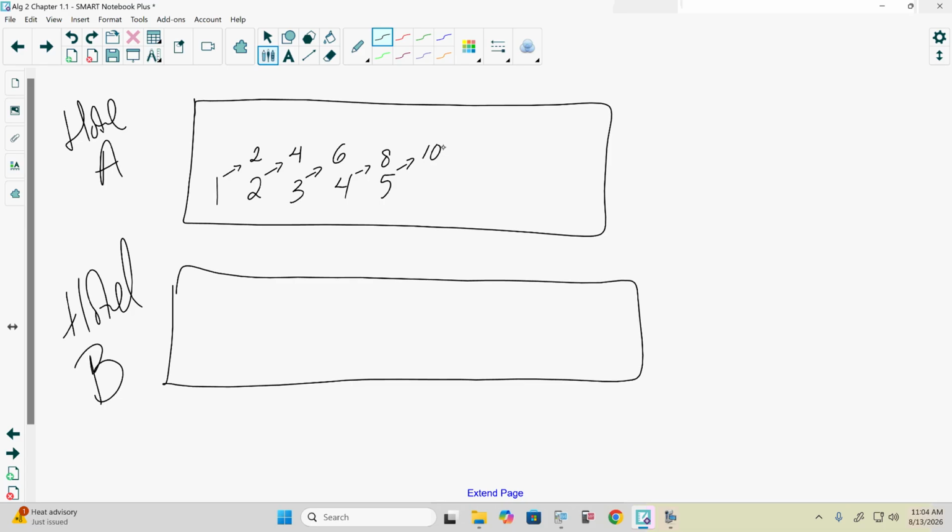Which means what? Every odd room is now empty. It's open, yes? The number of even numbers that we have is infinite. The number of odd number rooms we have is also infinite. So now we can take everybody from Hotel B and move them into Hotel A.